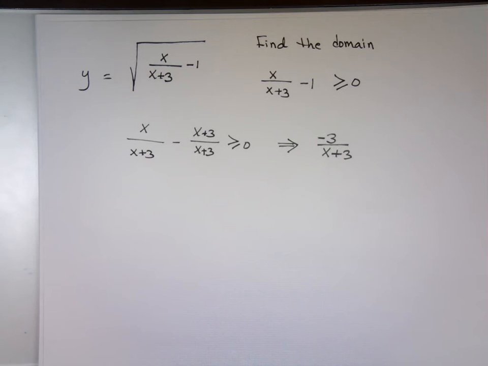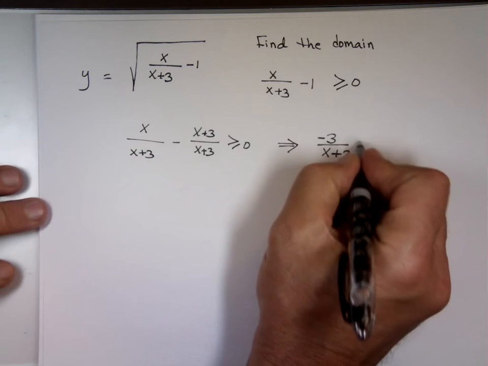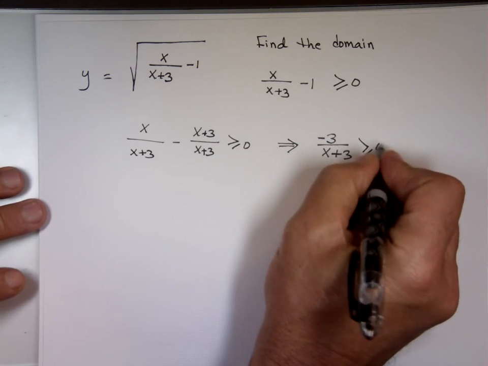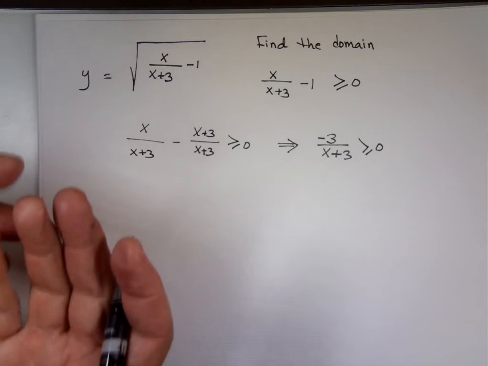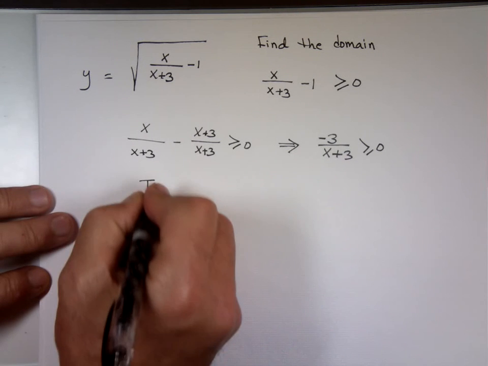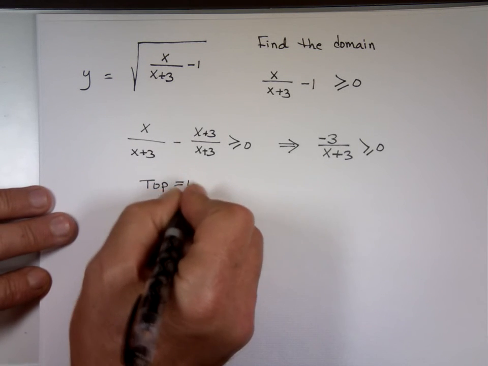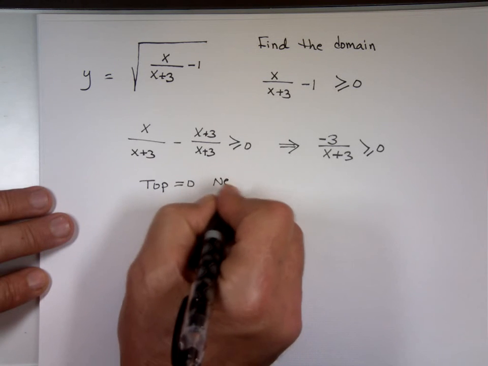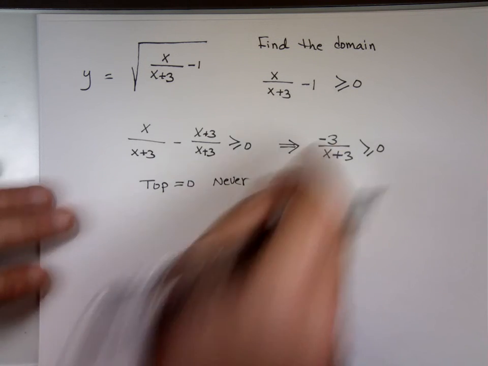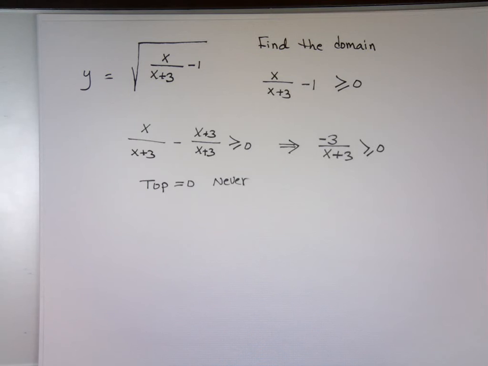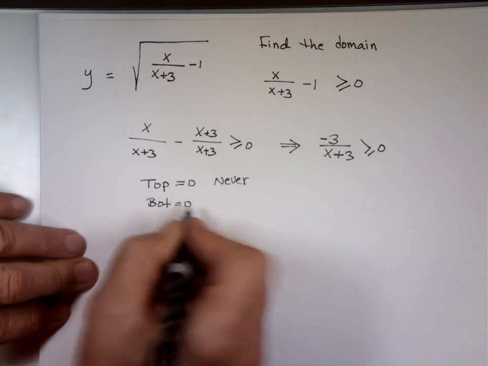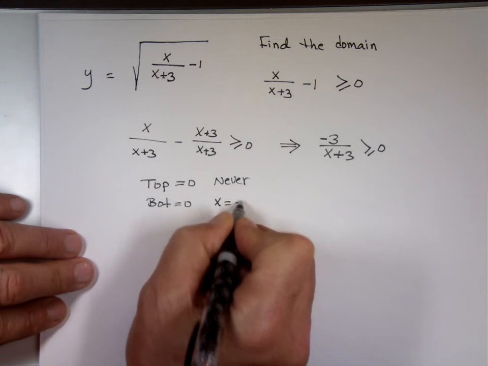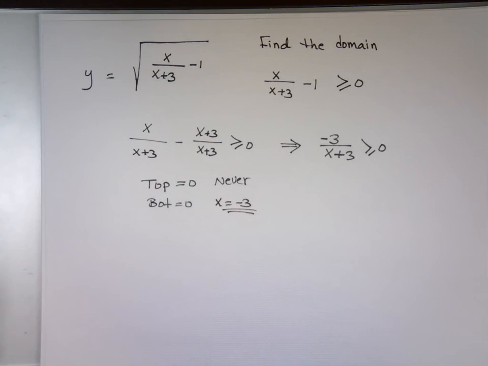So that becomes my expression. I want it to be greater than or equal to 0. Well, I said, find out what value makes the top 0. When is the top going to be 0? Never. Minus 3 in this case will never be 0. When is the bottom going to be 0 here? When x equals negative 3. So you only have one critical value to deal with.